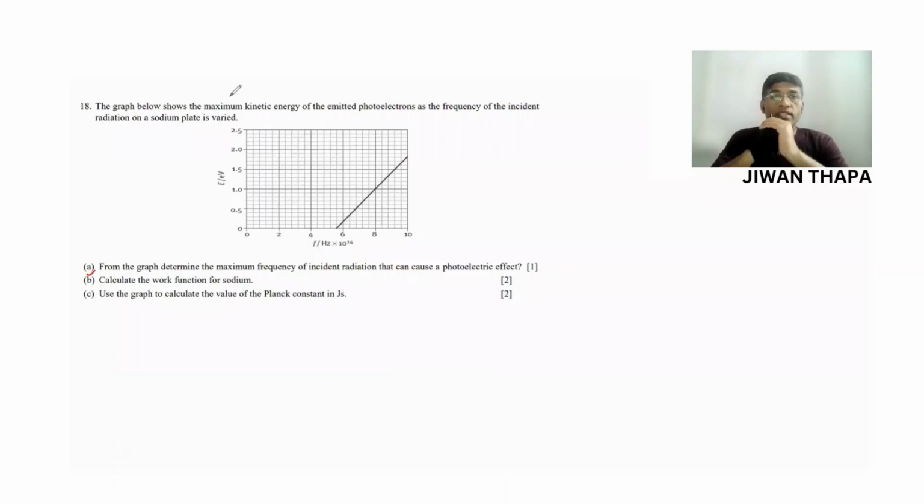Question number 18. The graph below shows the maximum kinetic energy of the emitted photoelectrons as the frequency of incident radiation on a sodium plate is varied. Now we are asked to find from the graph: determine the maximum frequency of the incident radiation that can cause photoelectric effect. Next, calculate the work function for sodium. And next, use the graph to calculate the value of Planck's constant in joule second.